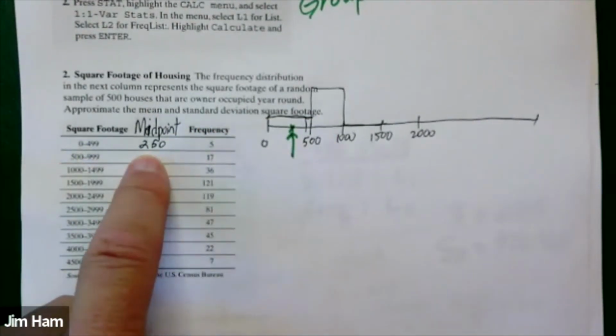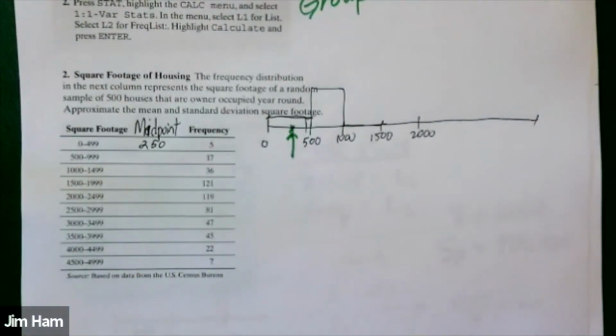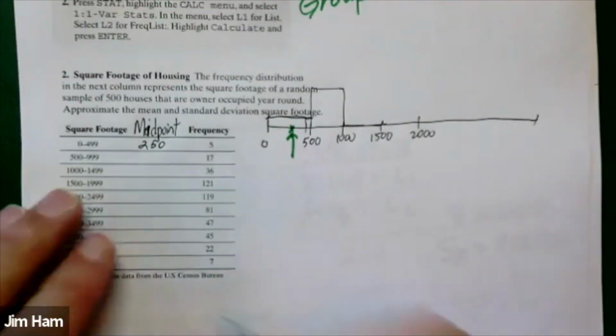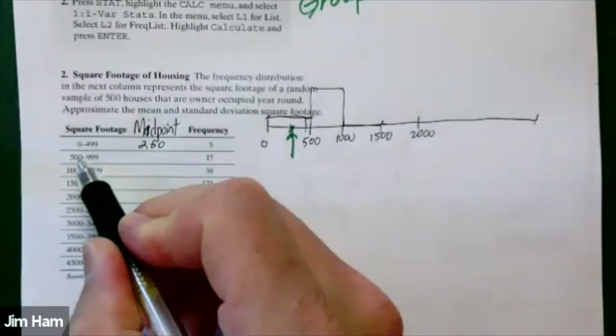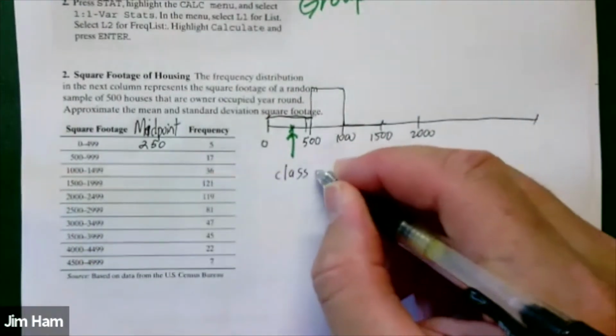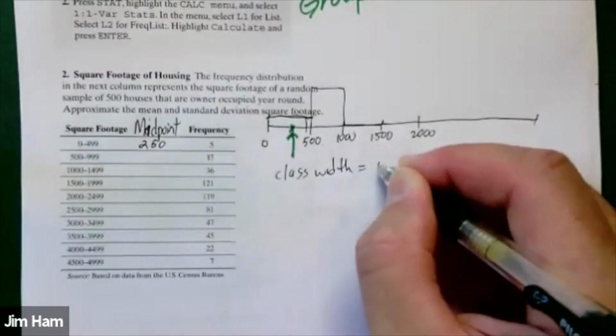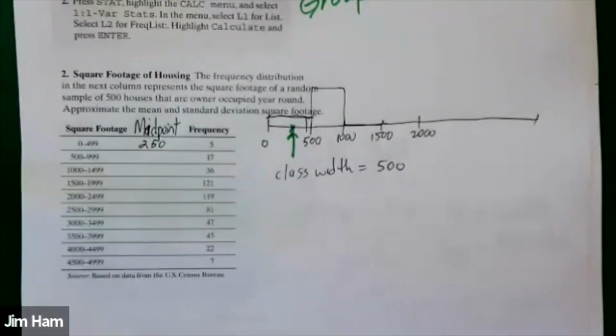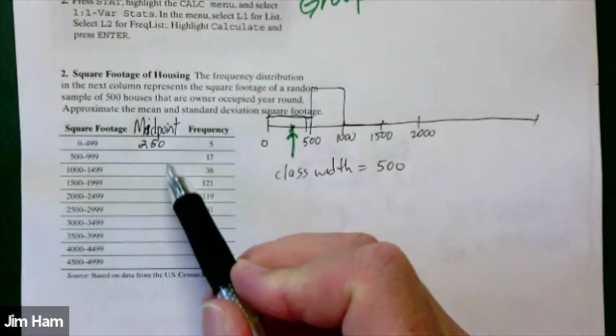And we're just going to continue to calculate those midpoints. And this is something that you need to estimate the mean and standard deviation. All right, notice that the upper class limits are jumping by 500. So the class width is 500. The lower class limits are jumping by 500. The upper class limits are jumping by 500. Hence, the midpoints will jump by 500 as well. So if you have the first one, just add 500 to it.